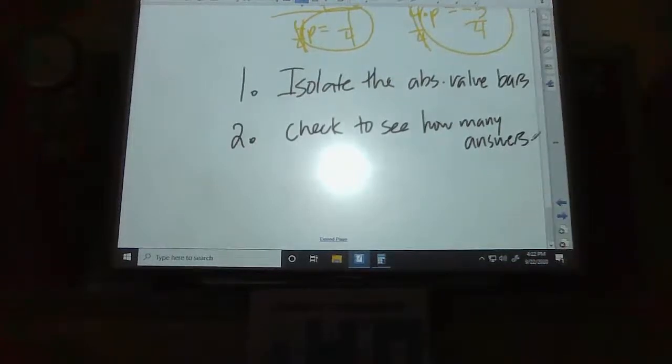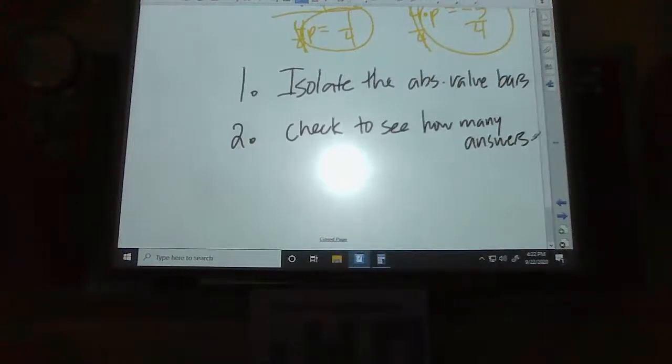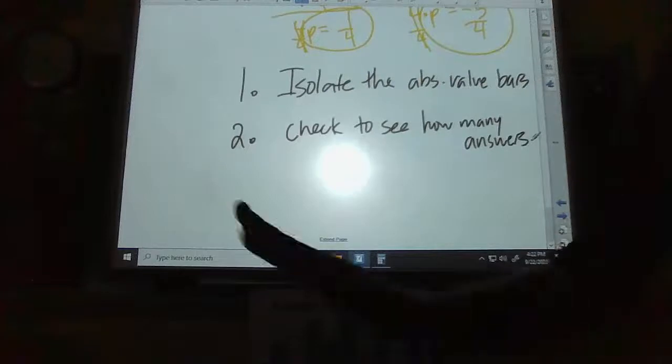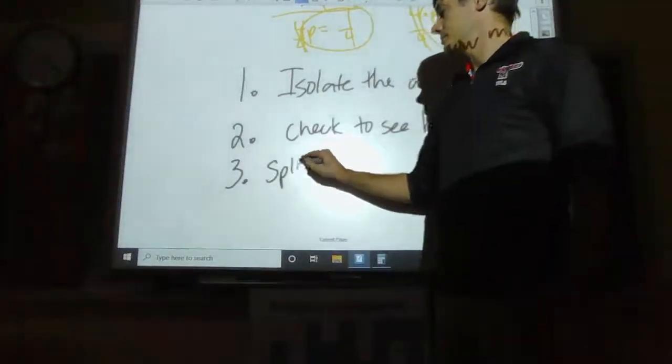If it's equaling a positive number, you'll have 2 answers. If it equals 0, you'll only have 1 answer. If it equals a negative number, once you get it isolated, you aren't going to have any solution and you can stop. And then here's finally, you're going to split it.